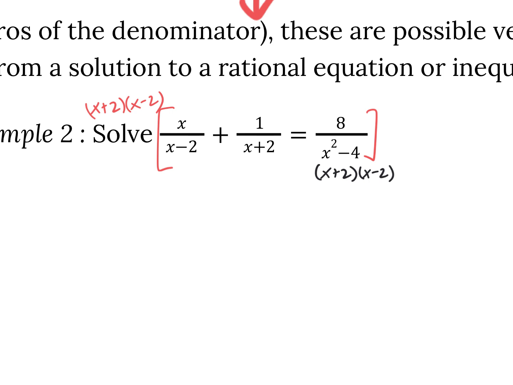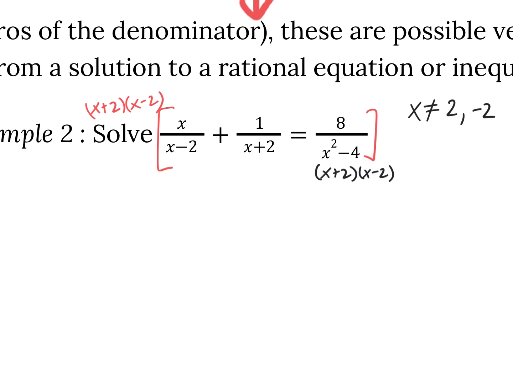Yeah, right? So it's going to get rid of all of my fractions, but before we continue, I want to say, what can x not equal? What makes the denominator equal to 0? 2 and negative 2, okay? So I can't have those two answers. So let's go ahead and start multiplying here.